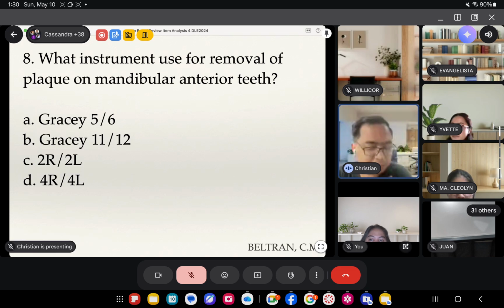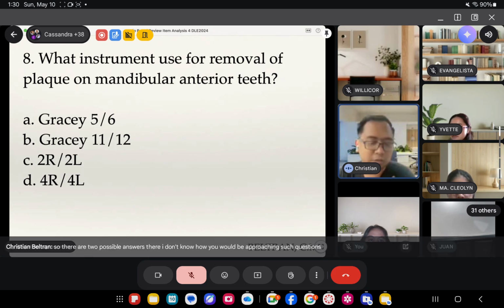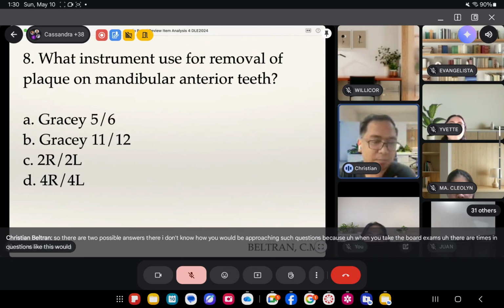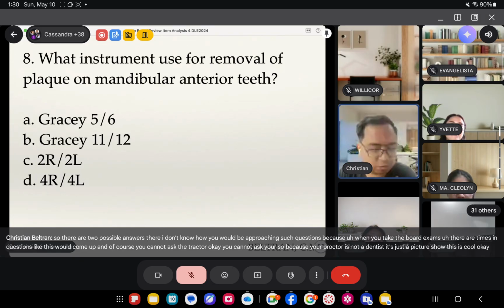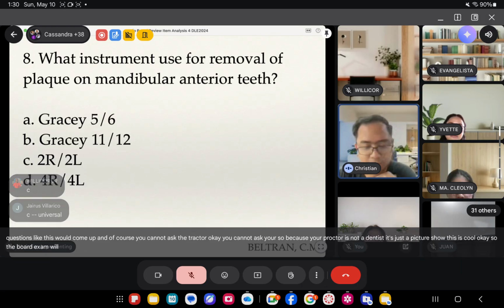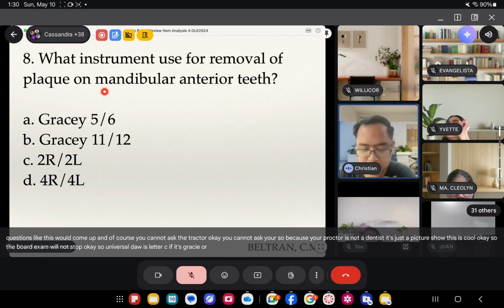I don't know how you would be approaching such questions because when you take the board exams, there are times wherein questions like this would come up. And of course, you cannot ask the proctor. Okay? You cannot ask your proctor because your proctor is not a dentist. He's just a teacher, just from a school. So the board exam will not stop. Okay? So universal daw is letter C. Hindi kasi na-mention if it's Gracie or universal.